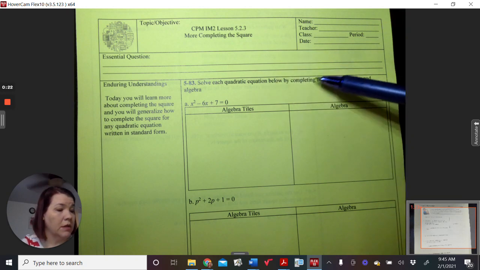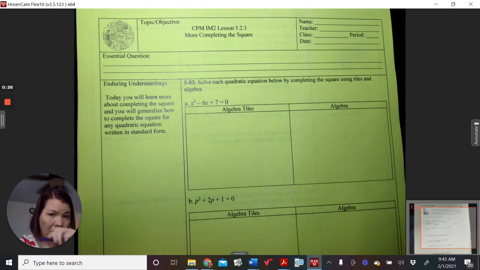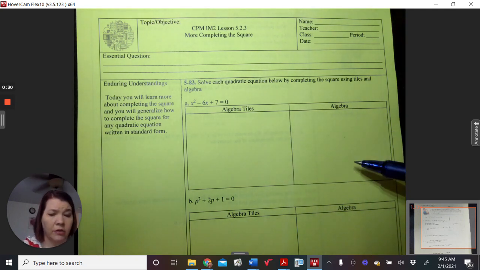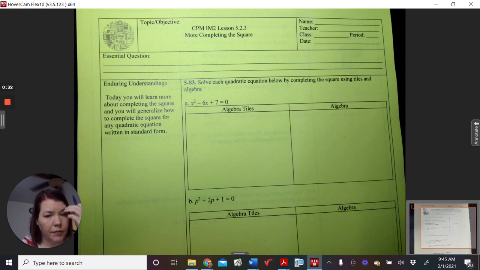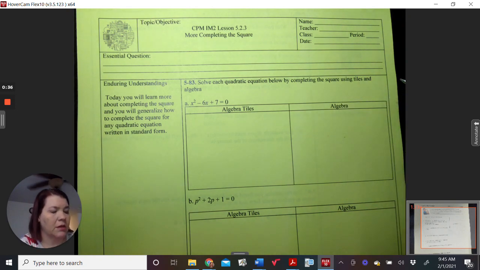We're going to solve each quadratic equation by using tiles and algebra. I'm going to focus on the algebra here because I think we focused on the tiles in class. The tiles get a little bit funky and kind of painful sometimes, so we're just going to focus on the algebra behind this.